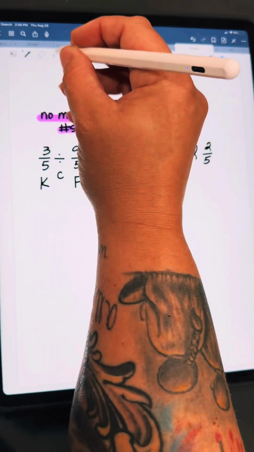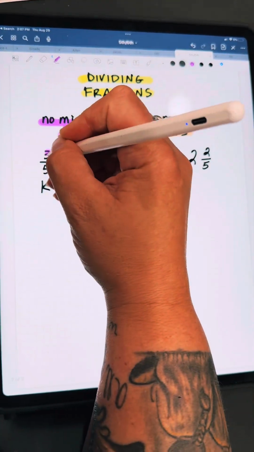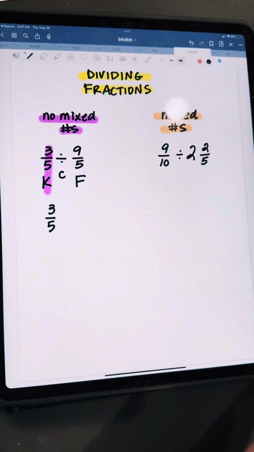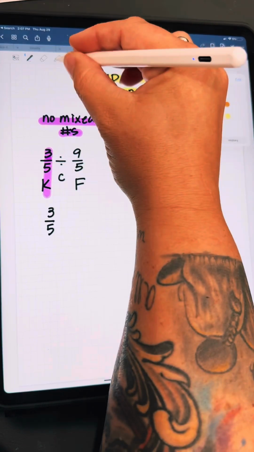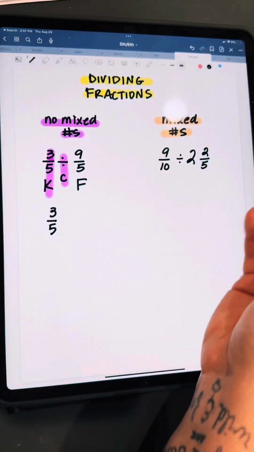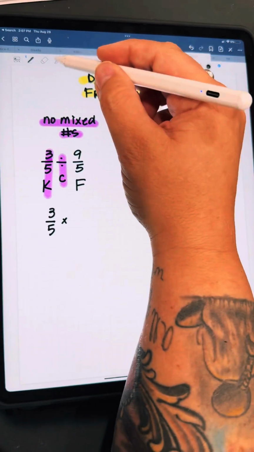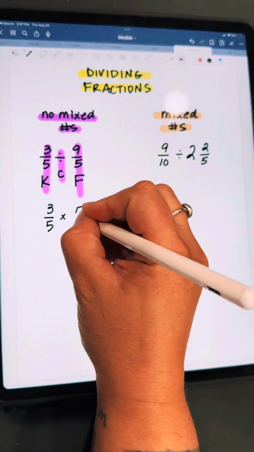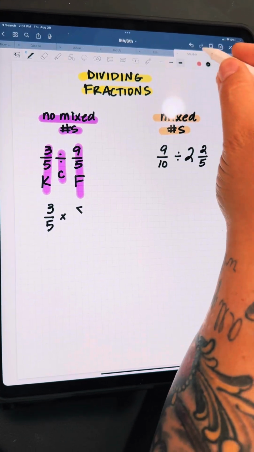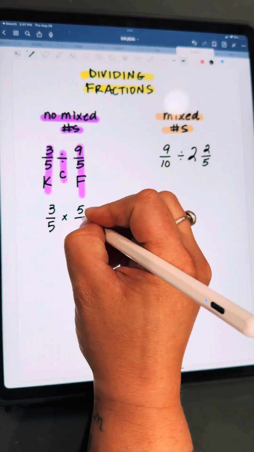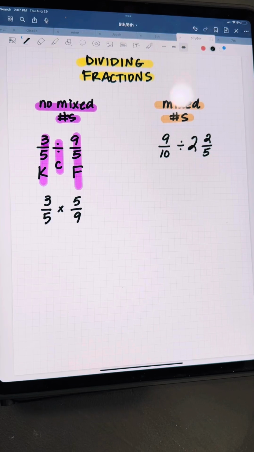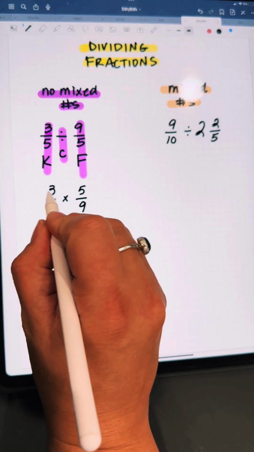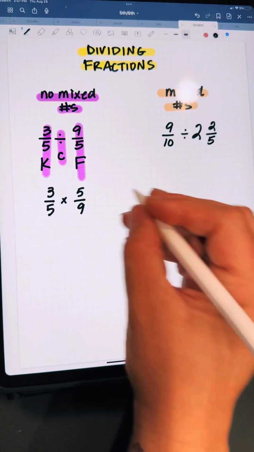We're going to keep our first piece just as it is, 3/5. Cool. We're going to change our division to multiplication. And we're going to flip this fraction upside down. Okay, now we've set it up so that we can do multiplication, which is definitely the easiest, going straight across on the top and straight across on the bottom.